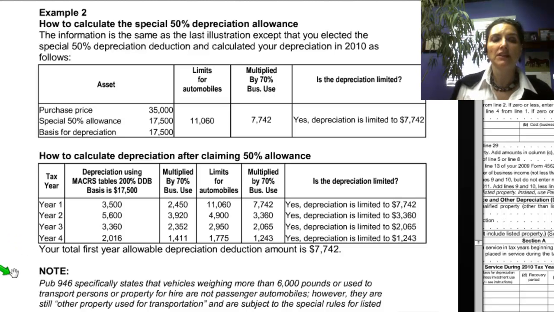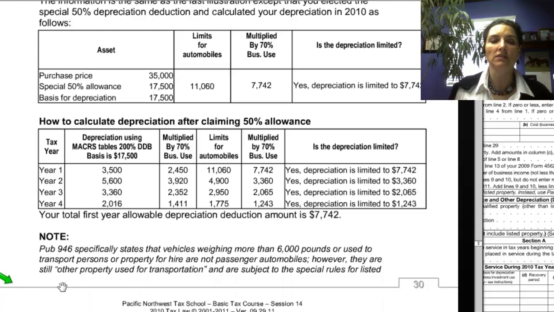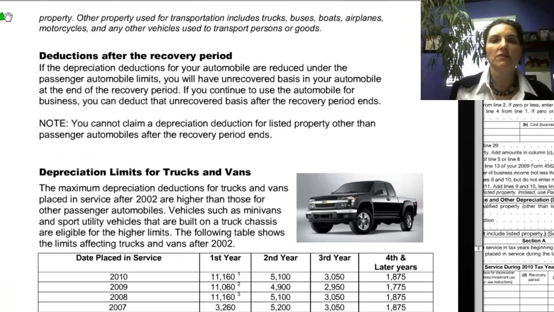Please note that Publication 946 specifically states that vehicles weighing more than 6,000 pounds or used to transport persons or property for hire are not passenger automobiles. However, they are still other property used for transportation and are subject to the special rules for listed property. Other property used for transportation includes trucks, buses, boats, airplanes, motorcycles, and any other vehicles used to transport persons or goods.